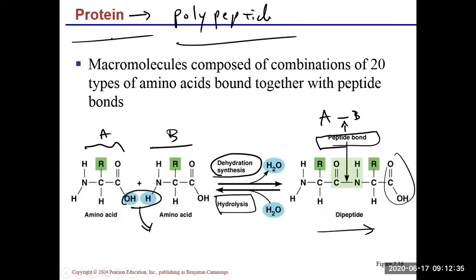Protein is basically a combination of different amino acids, and there are 20 of them. So imagine that there are only 20 different Lego pieces, some shorter, some larger, with different shapes because of the R group, and that's how it is.